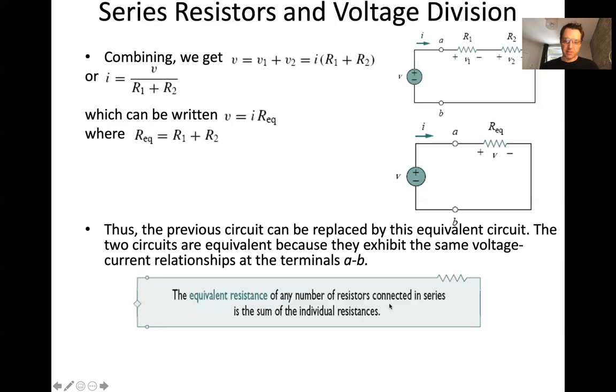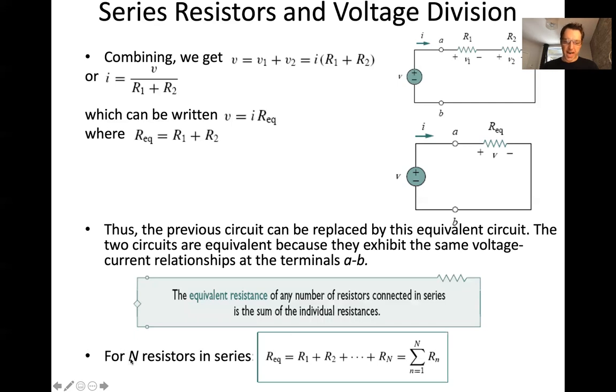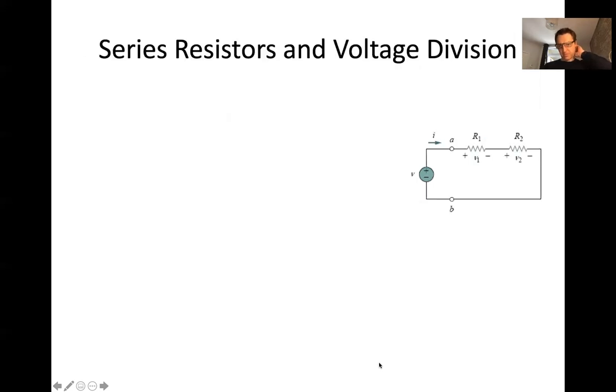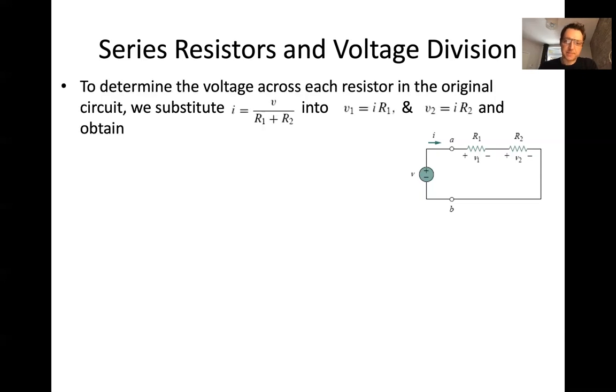Okay, so for any resistors that are connected in series, you can combine them or reduce them to a single resistor whose resistance is the sum of the individuals. Very straightforward. So if you had n of these resistors in series, the equivalent resistance would just be R1 plus R2 ... plus Rn. And this brings us to voltage division.